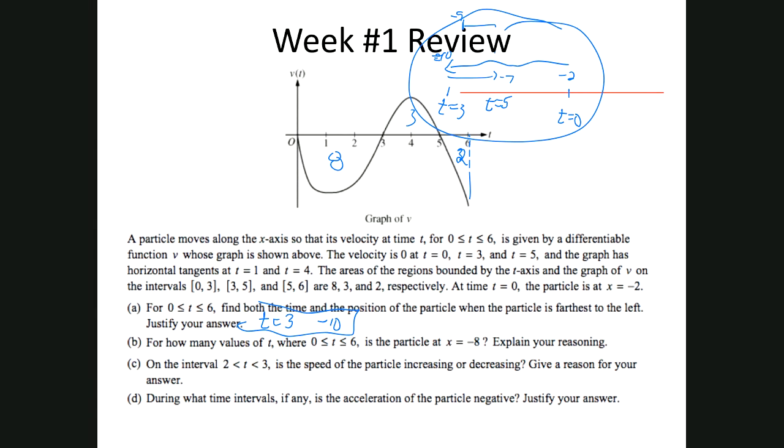Part B, for how many values of t between 0 and 6 is the particle at -8? Okay, what's my answer there? How many times is the particle at -8?